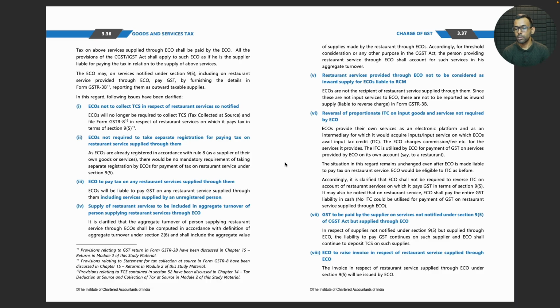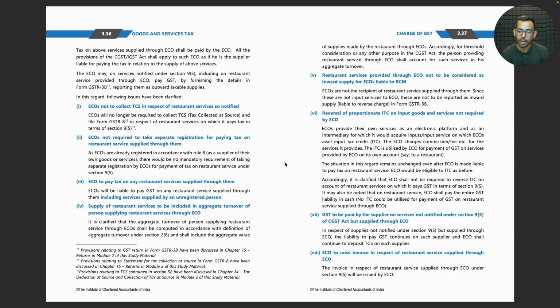ECOs provide their own services as an electronic platform and as an intermediary for which it would acquire inputs or input service on which ECOs avail input tax credit. The ECO charges commission or fee for the service it provides. The ITC is utilized by ECO for payment of GST on services provided by ECO on its own account, say to a restaurant. The situation in this regard remains unchanged even after ECO is made liable to pay tax on restaurant service. ECO would be eligible to ITC as before.